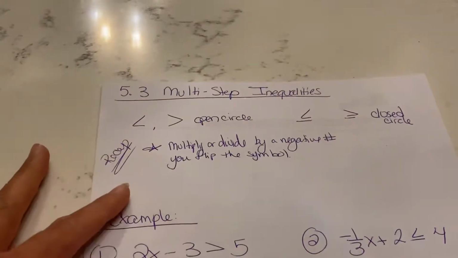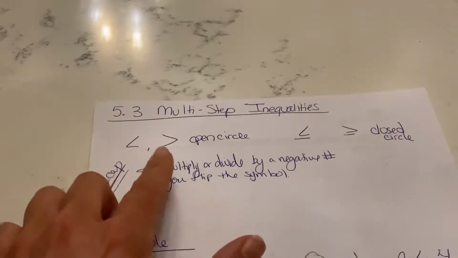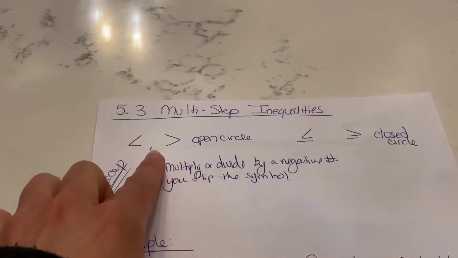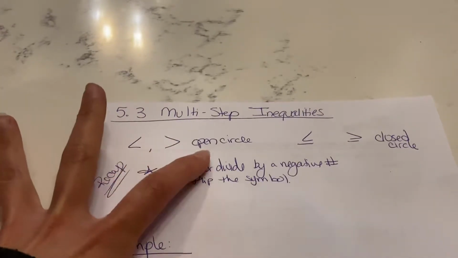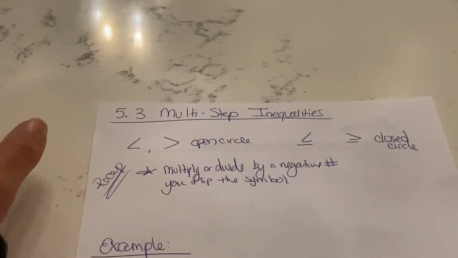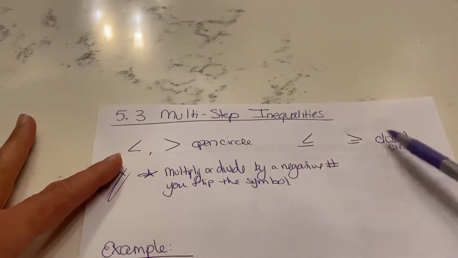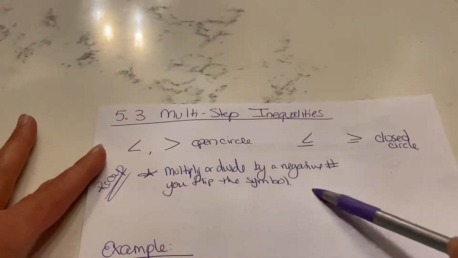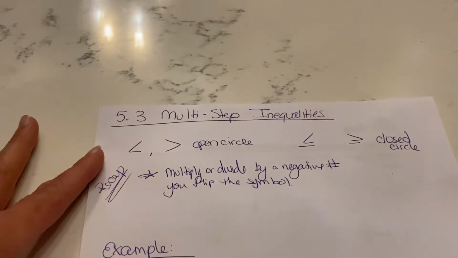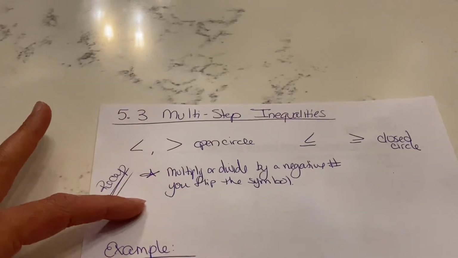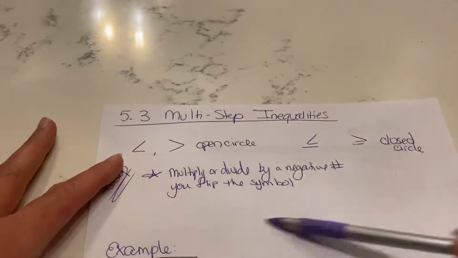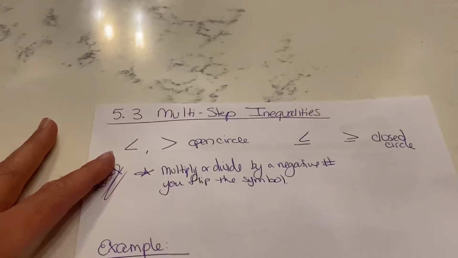So let's just do a little recap, making sure that we know which inequalities goes with which circle. So less than and greater than will be an open circle. Less than or equal or greater than or equal will be a closed circle. And then the rule that we went over on Wednesday is if we multiply or divide by a negative number, we have to flip the symbol, okay? So this is just a little recap just to refresh your memory.